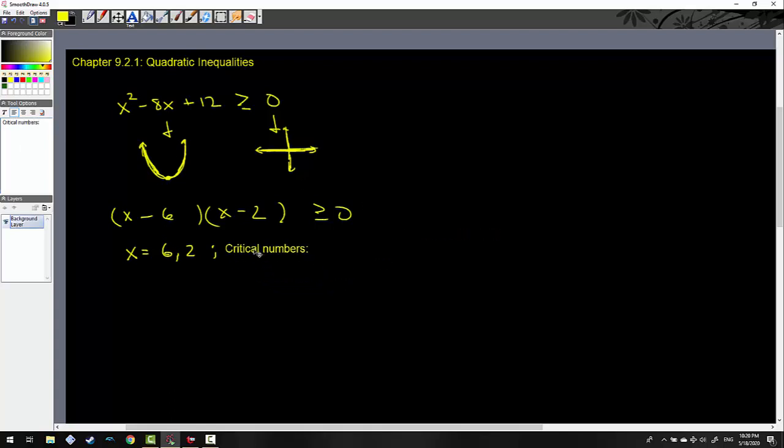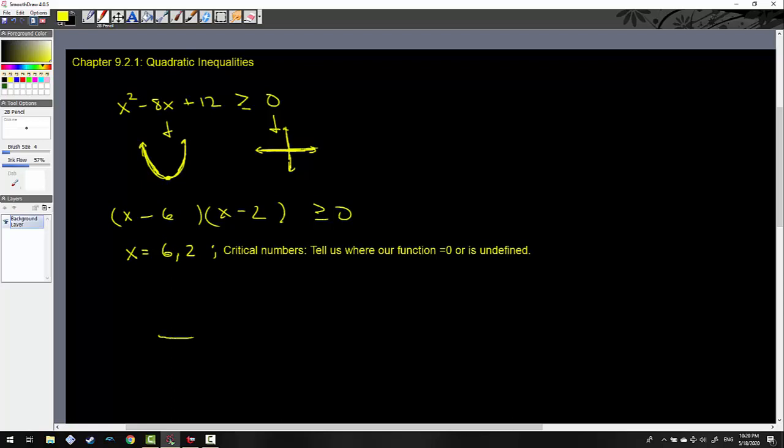And critical numbers, unlike actual answers, critical numbers really just tell us where our function equals 0 or is undefined. Now, don't worry about the undefined. You will never encounter an undefined as long as you're in Integrated 2. When you're in Integrated 3, you will deal with undefined quite often. But for now, don't worry about it. Just worry about where the function equals 0. Clearly, it's going to be at 6 and 2.